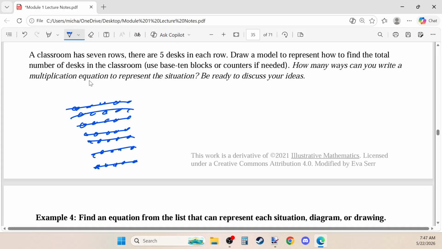How many ways can you write a multiplication equation to represent the situation? Well, 5 times 7, 7 times 5, and then all of the different symbols that we could use.